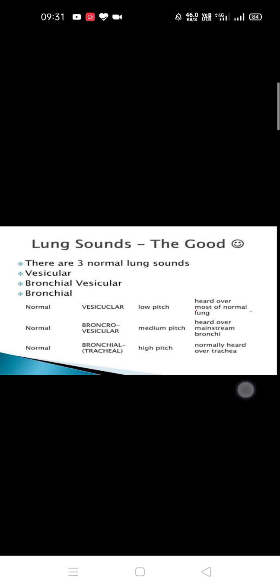So in the chest, what you will observe: first the shape of the chest, then size, then symmetry, then respiratory pattern, then chest expansion, then heart sounds and lung sounds. All this you will assess in the chest.